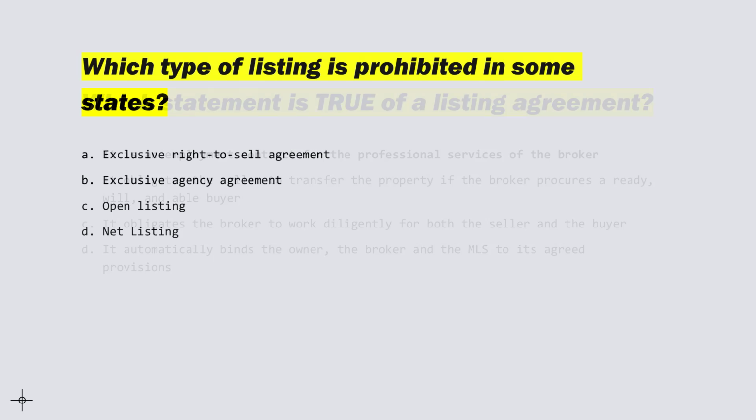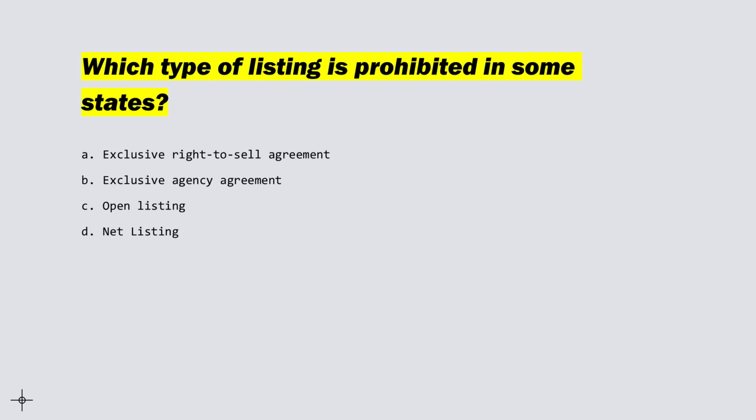Our next question. Which type of listing is prohibited in some states? A. Exclusive right to sell agreement. B. Exclusive agency agreement. C. Open listings. Or D. Net listings. And our answer is D. Net listings. Our final question.